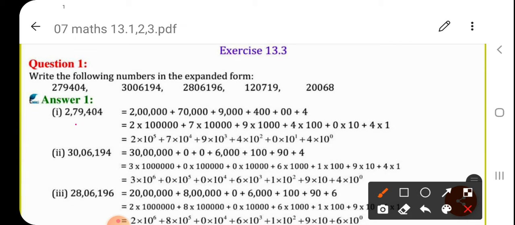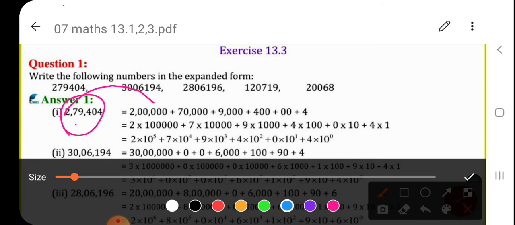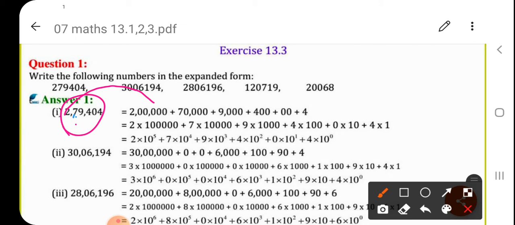This 2,79,404. So 2 you can write as 2 lakh. Then 7 is in place of 10,000, so you have to write 70,000. You have to check the places: ones, tens, hundreds, thousand, 10,000 and lakh. So each and every number you have to write according to its place value. Okay, first line you can see. Now 2 lakh you can write as a multiplication of 2 into 1 lakh. Then 7 into 10,000, 9 into 1000.